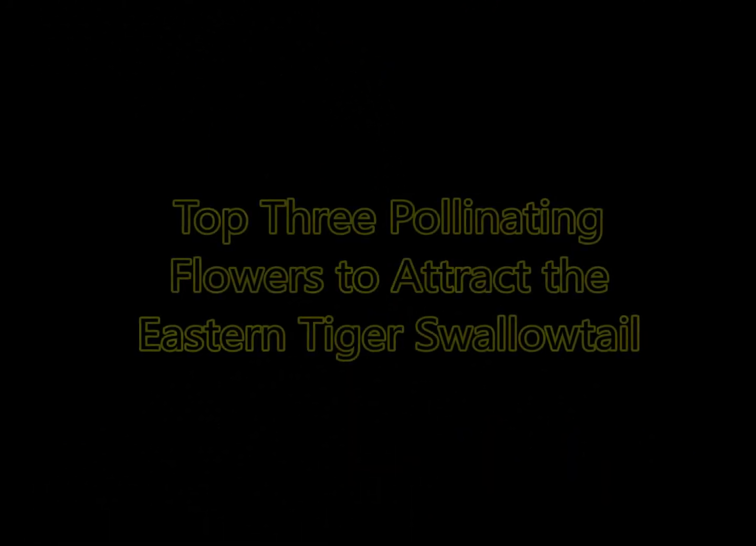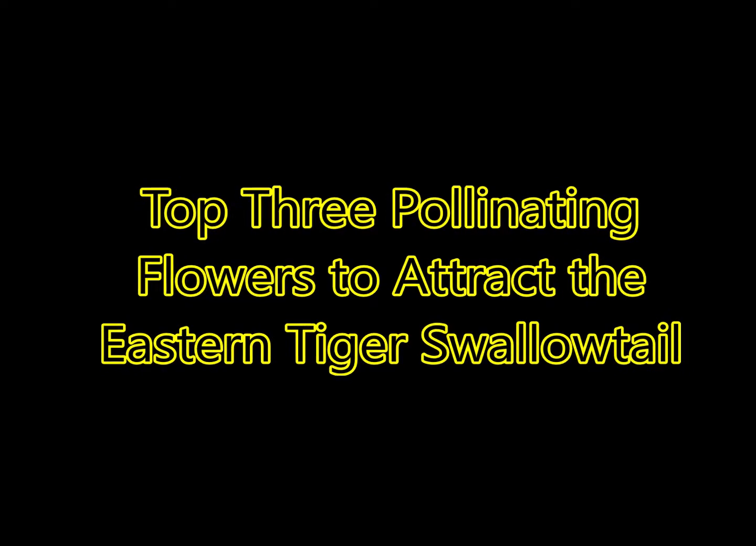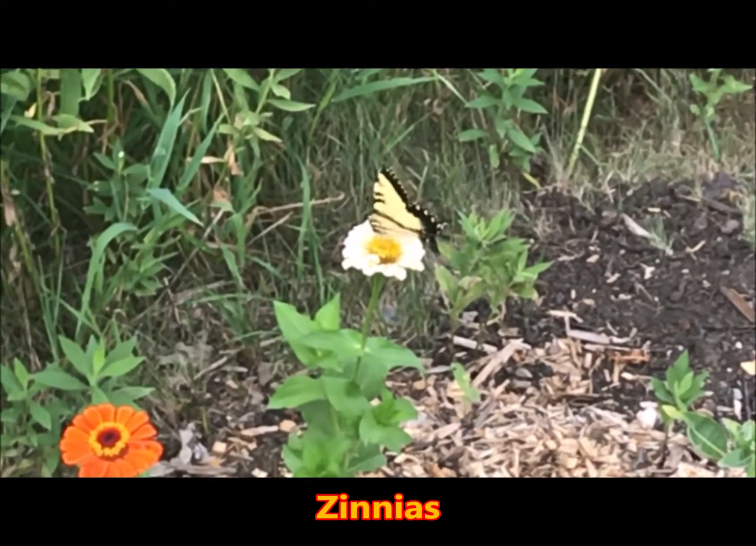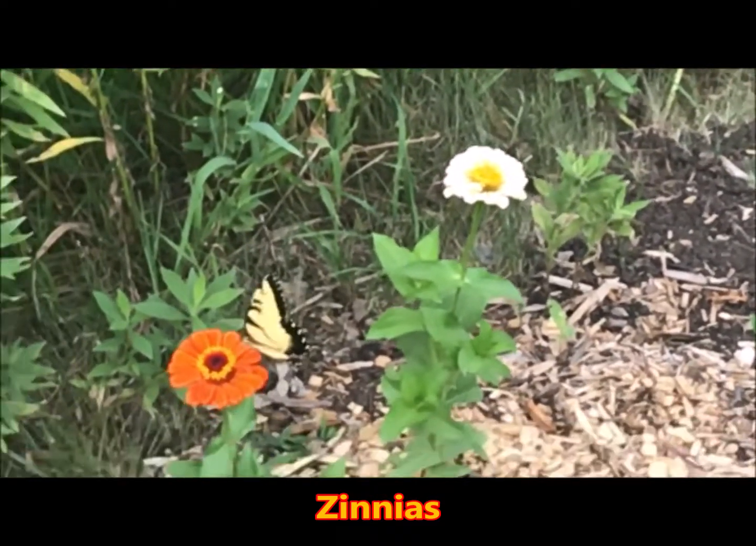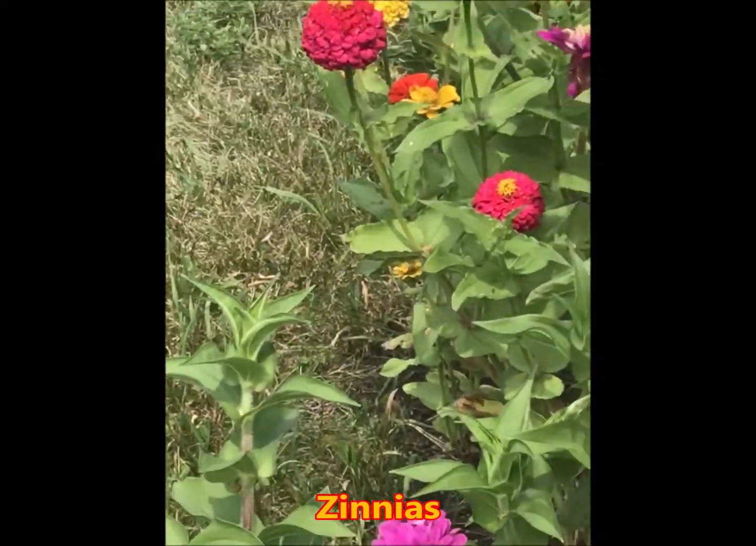All right, let's get on with my top 3 pollinating flowers to attract the Eastern Tiger Swallowtail. First, I'm going to start with the zinnia. I love zinnias, and so does the Eastern Tiger Swallowtail. I have all kinds of video of this swallowtail feasting in my garden on zinnias.